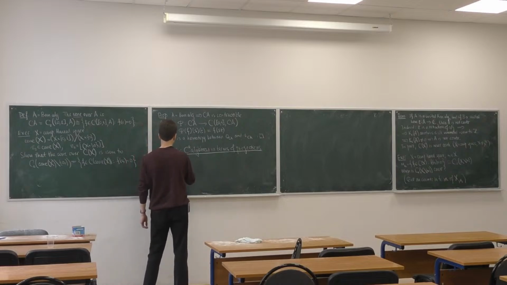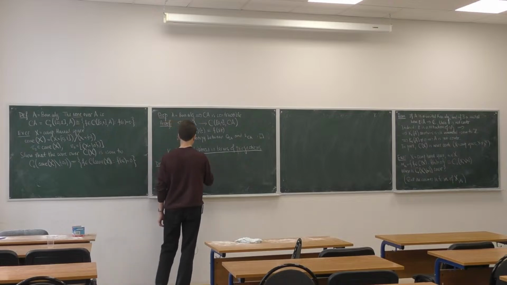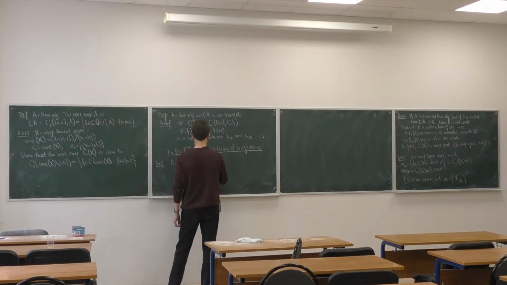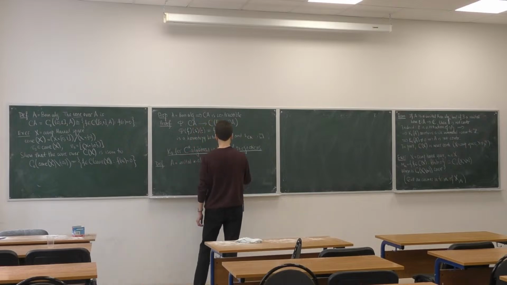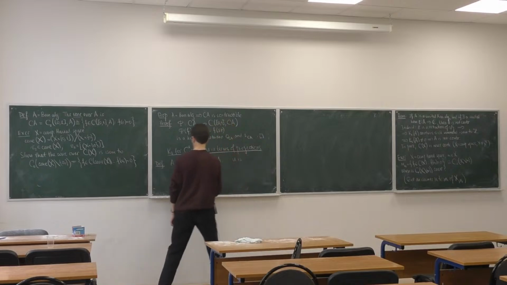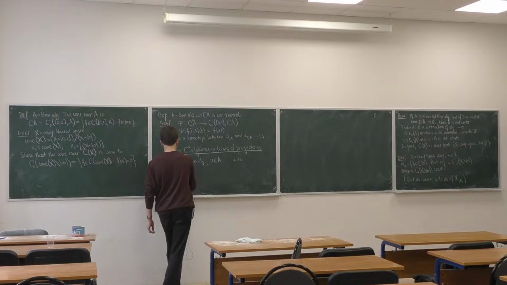Suppose that A is a unital star algebra and U is an element of A. Here we have three definitions. Definition one: we say that U is an isometry if U star U equals 1.